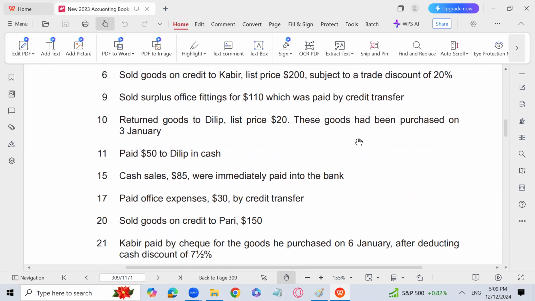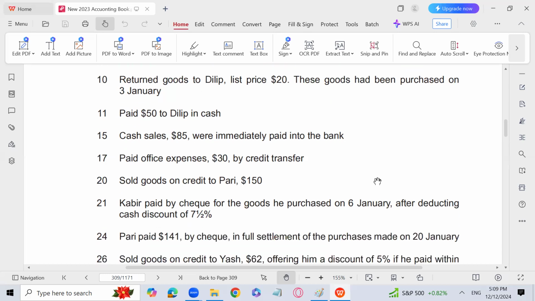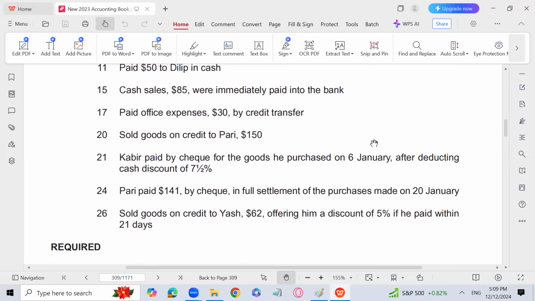Next, paid office expense by credit transfer. Office expense debit, expense always debit, and bank is going to be credited by 30. Again, it will go in the cash book. Sold goods on credit to Pari. Pari is going to be debited and sales is going to be credited. So Pari debit and sales credit, it will go in the sales journal with an amount of 150. Kabir paid by cheque for the goods he purchased on 6th January after deducting cash discount of 7.5%.